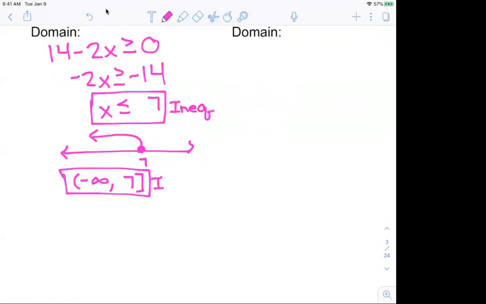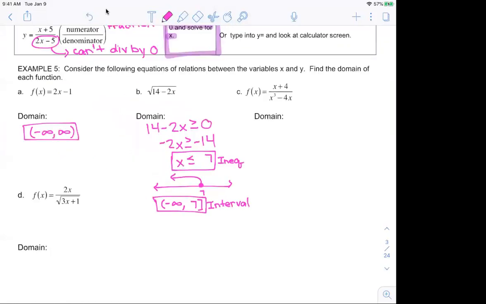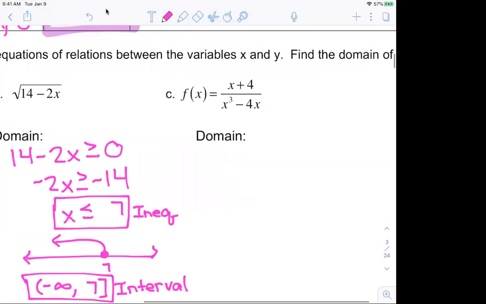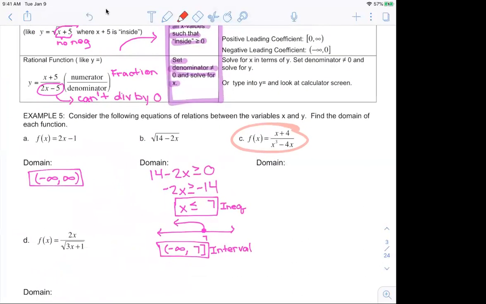This is an interval. So depending on what the question asks for, I'm going to put both, just so that we practice both. Okay, the next one, notice it's fractional. So where are we going to look? If this is the problem here, notice that it matches this section here, and it says set the denominator not equal to 0 and solve for x. So that's what we're going to do.